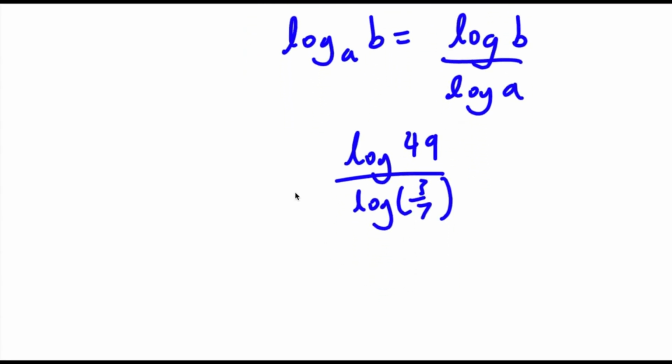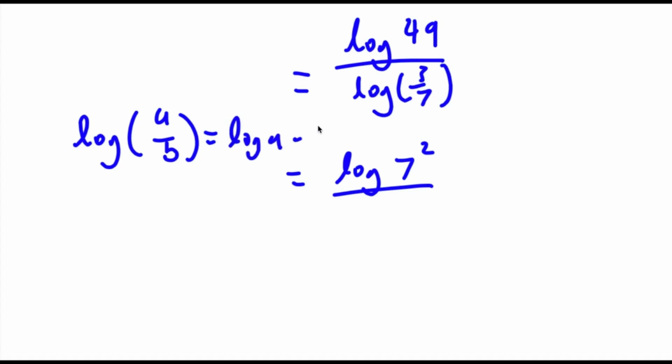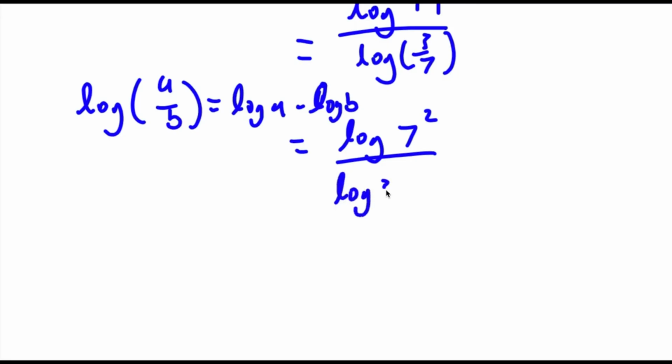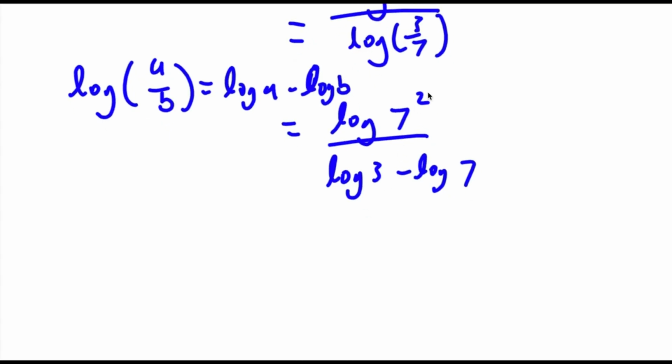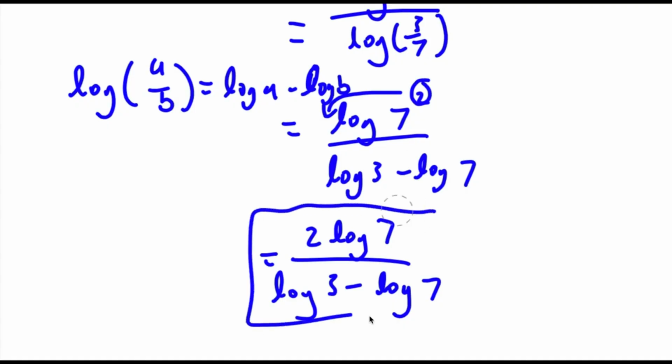Now 49 is the same as 7 squared, so now I have log 7 squared over, if I have something in the form log a over b, this is equal to log a minus log b. So log 3 over 7, that's going to equal log 3 minus log 7. Now I can go ahead and move this exponent to the front, so now I have 2 times log 7 over log 3 minus log 7. So this is our answer in simplified form.